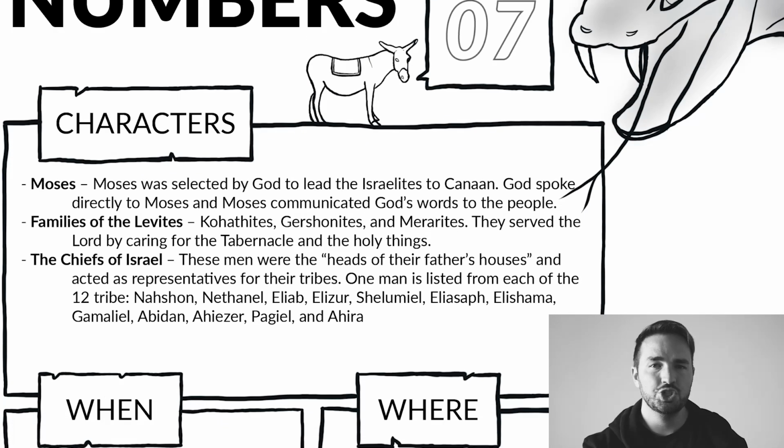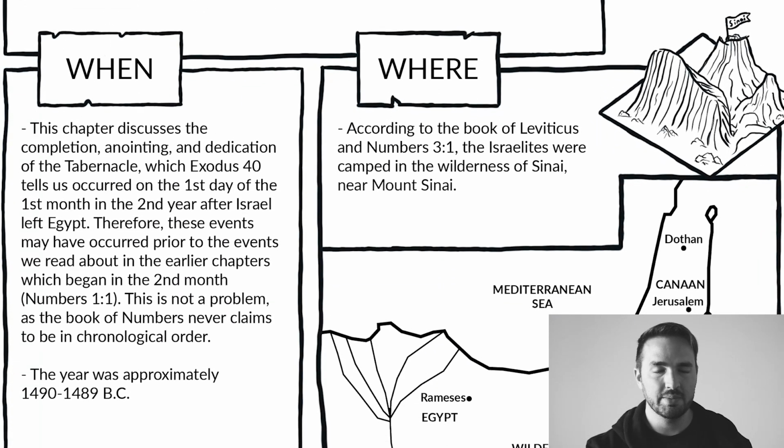Then finally, the chiefs of Israel. These men were, quote, the heads of their fathers' houses, and they acted as representatives for their tribes. There was one man from each tribe, and their names are listed there under the characters section, but for the sake of not putting you to sleep, we won't read all of them, and mostly just so I don't butcher the pronunciation. When did the events of chapter 7 happen?